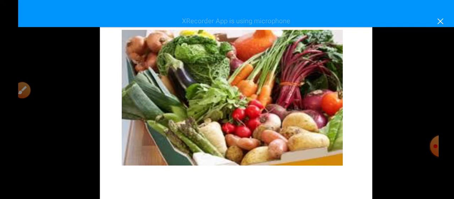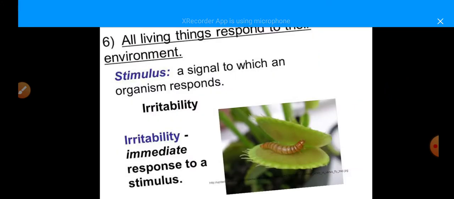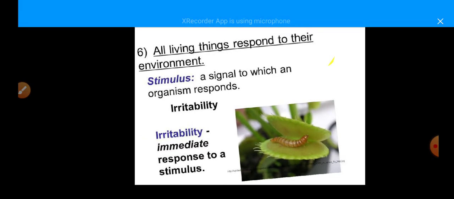The next characteristic of living things we'll be talking about is nutrition. All living things eat or feed in one form or the other. So we have talked about movement. We have said that all living things are made up of cells. We have talked about respiration, the way we breathe, and we are talking about nutrition now, the fact that all living things feed, eat. Now the next one we want to talk about is what we call irritability.